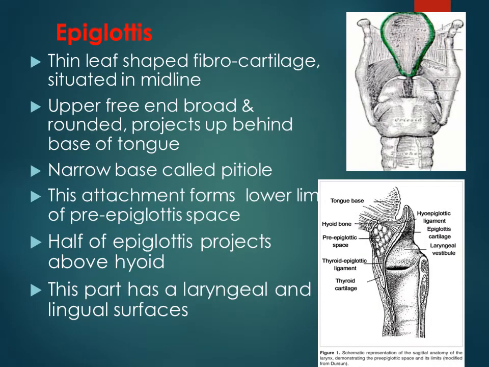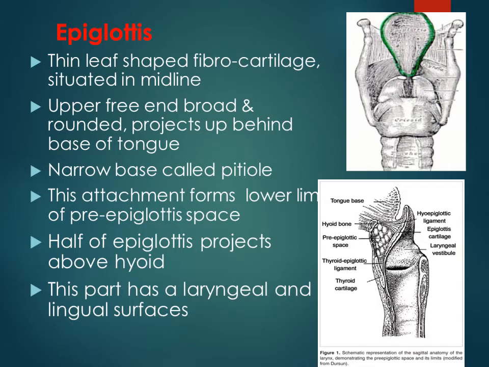The epiglottis is a thin leaf-shaped fibrocartilage. It's a midline structure. It has a free upper end, which is broad and rounded, and projects behind the tongue base. Half of the epiglottis projects above the hyoid bone, and it has a laryngeal surface and a lingual surface. We can see it has a part that's towards the larynx, and the other part is towards the tongue base.